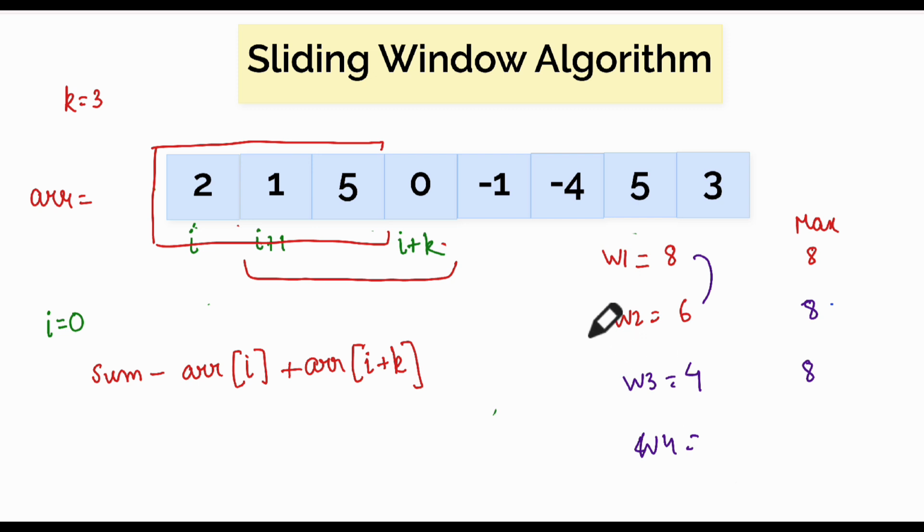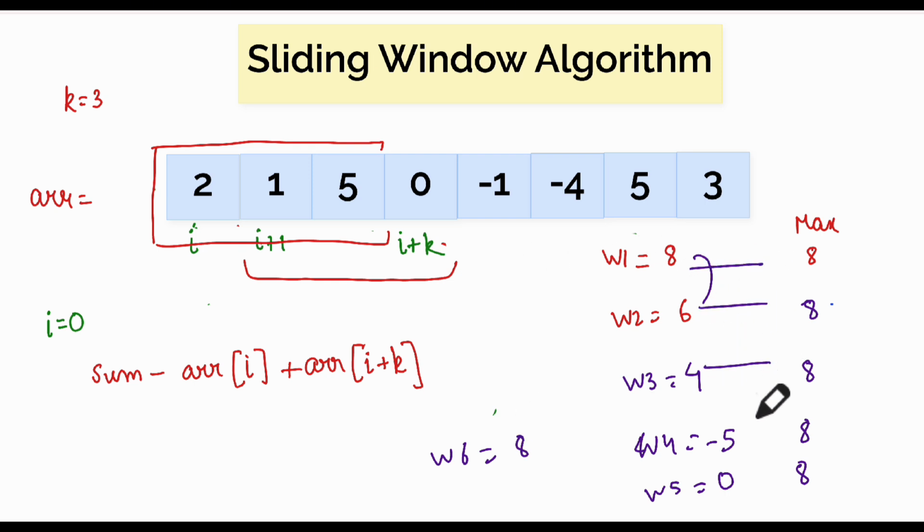Window 4, it will become minus 5. So again the maximum will remain 8. Window 5, sum will become, minus 1, minus 1, 0. So sum is equal to again 8. And what is window 6? Sum is equal to 8 minus 4, so 4 versus 8, it will still remain to be 8. So that's how this comparison is happening.